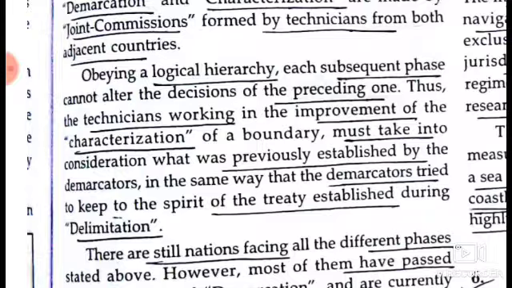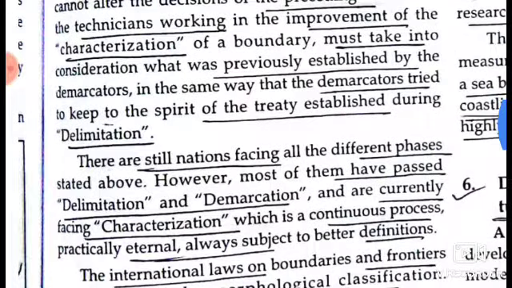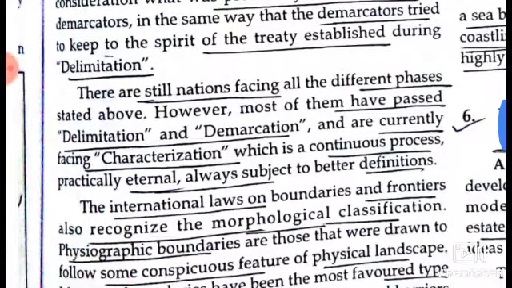Thus, the technical work in the improvement of the characterization of a boundary must take into consideration what was previously established by the demarcation. In the same way that the demarcation tried to keep to the spirit of the treaty established during delimitation, there are still nations facing all the different phases stated above. However, most of them have passed delimitation and demarcation, and are currently facing characterization, which is a continuous process. Practically eternal, always subject to better definitions.